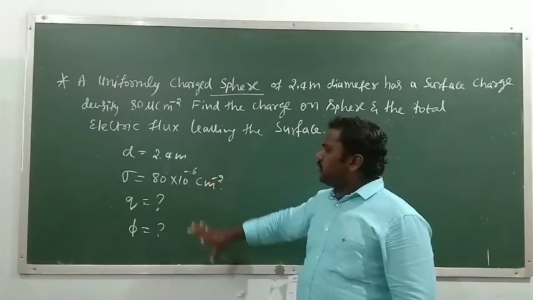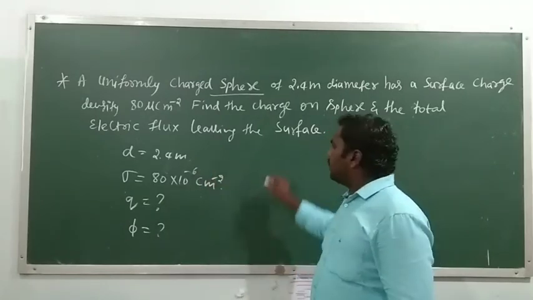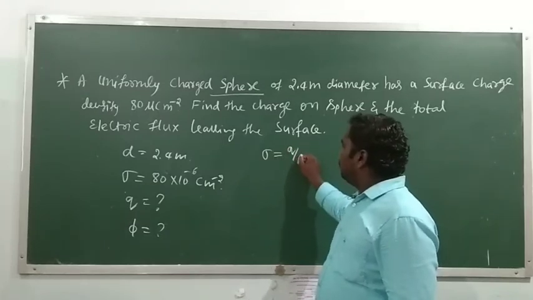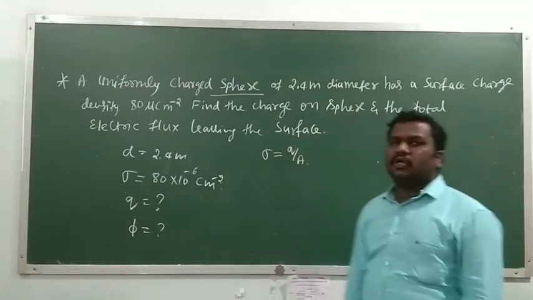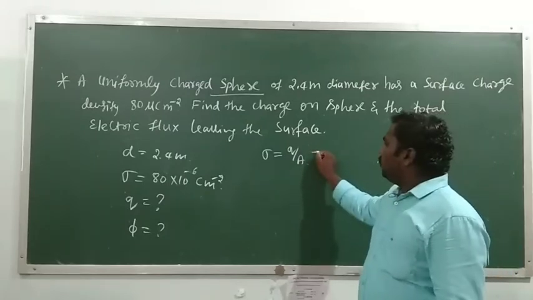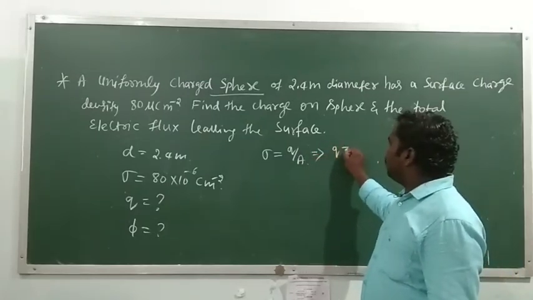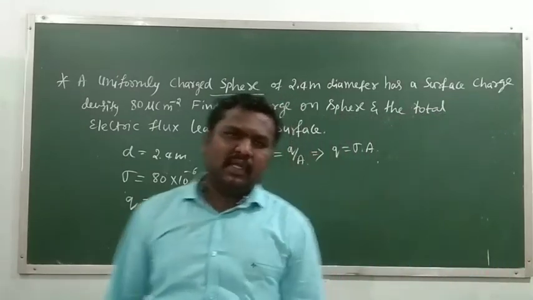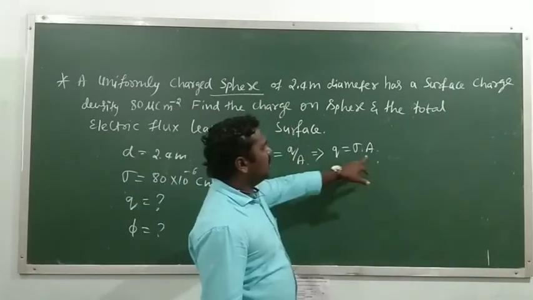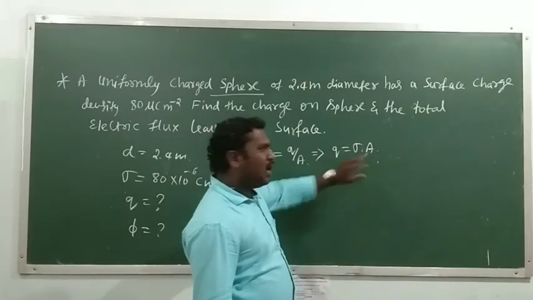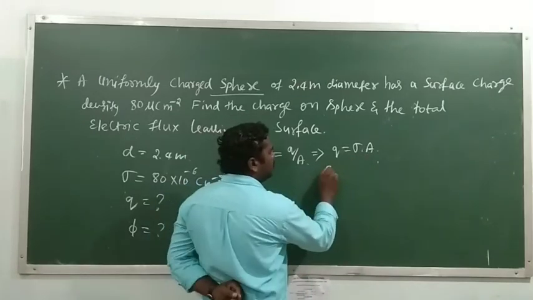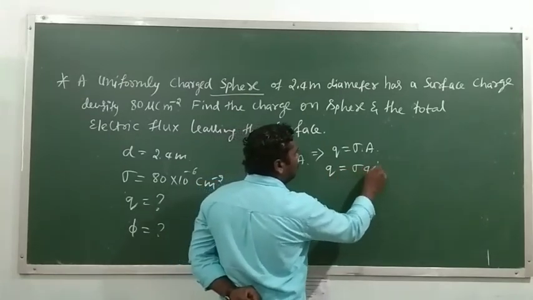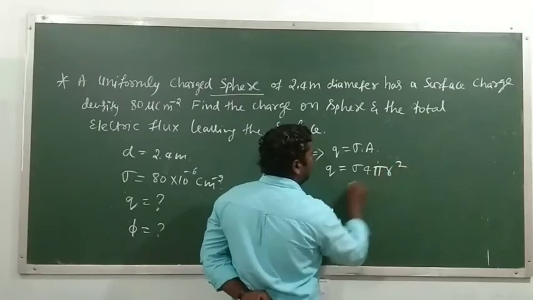So the distribution of charge here is surface charge distribution. So we can consider sigma is equal to Q upon A, which implies the total charge Q is equal to sigma into A. So what is A? That is the surface area of the sphere, that is 4 pi r square. So here we have to find the total charge. Q is equal to sigma into 4 pi r square.